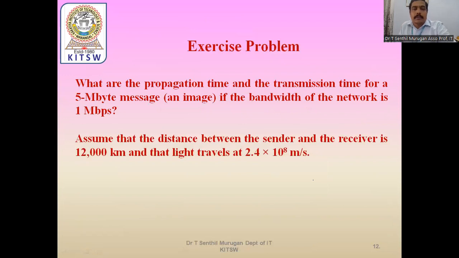So I will give one problem now. What are the propagation time and transmission time for a 5 megabyte message, if the bandwidth of the network is 1 Mbps? Assume that the distance between the sender and receiver is 12,000 kilometers and light travels at 2.4 into 10 power 8 meters per second. You just try it, then we will discuss it in the class. You must come with the solution for this problem.